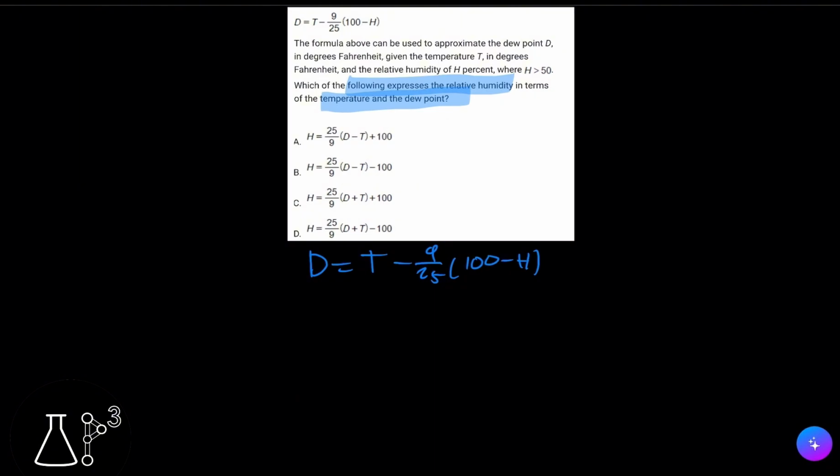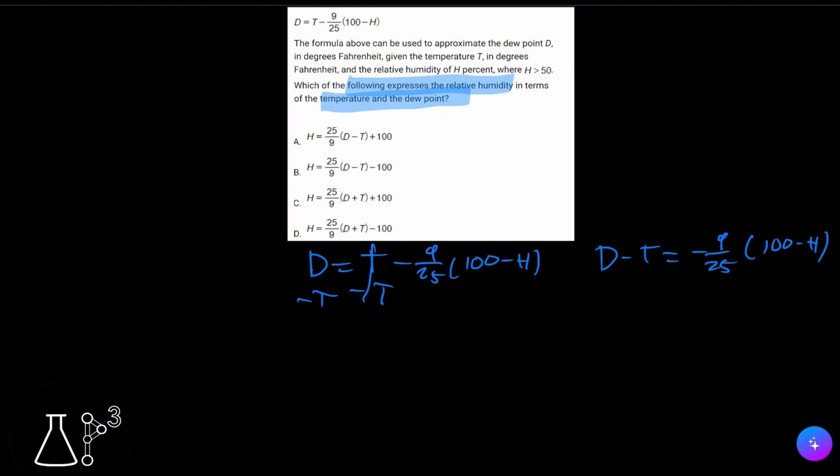So what can we do? Well, we can move the temperature on the left side. So if we subtract temperature, or T, on both sides, these two cancel out, and I'm left with D minus T equals negative 9 divided by 25, parentheses 100 minus H. What we want to do now is multiply by the negative 9 divided by 25 on the left side, so we're left with 100 minus H. So H is as simplified as much as it can, so we can solve for H.